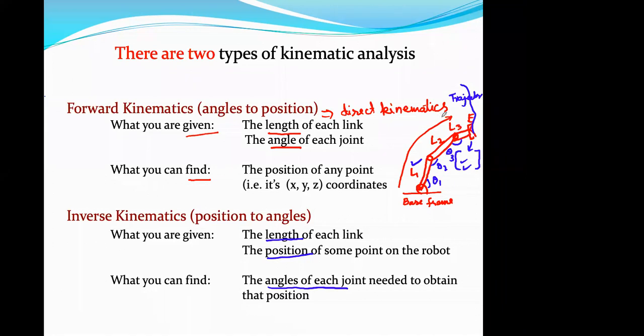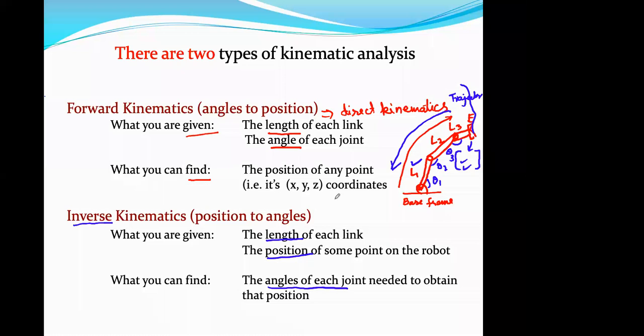So in this way, our analysis starts from the end effector and goes to the different joint angles. In this way, this kinematics is called inverse kinematics. So I think the idea of the difference between forward kinematics and inverse kinematics is clear to you.